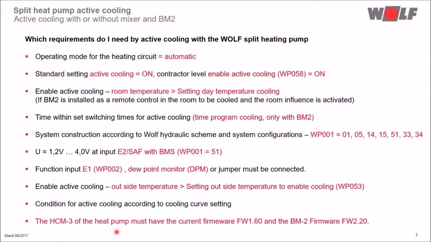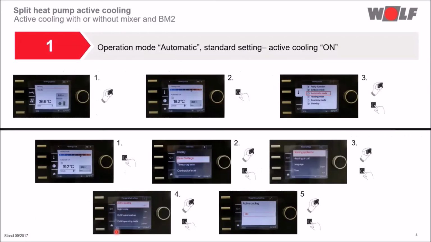The active cooling is determined by the cooling curve setting. The HCM3 of the heat pump must have the current firmware 1.6 and the BM2 the firmware 2.2. In the following points, we closely have a look at the active cooling settings.